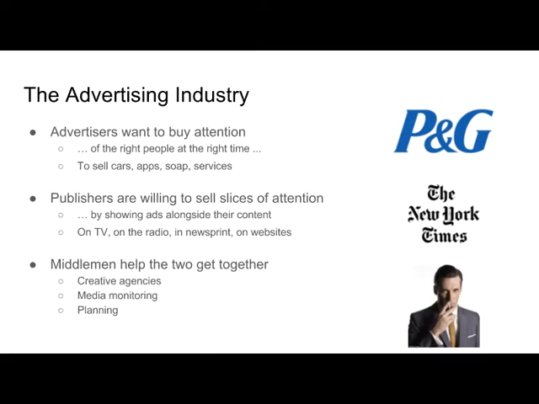And those people are willing to sell a slice of your and my attention to the people at the top. As an example of a very classical publisher, you've got the New York Times, right? The New York Times has a newspaper and they sell their newspaper. They don't really make most of their money from people buying the newspaper. They make most of their money from advertisers selling ads in the newspaper. I'm sure everyone knows this.